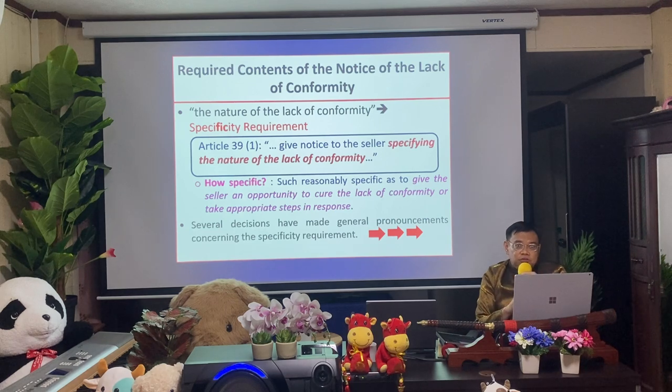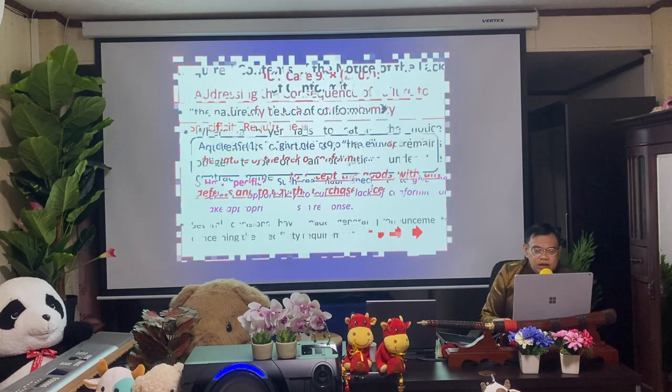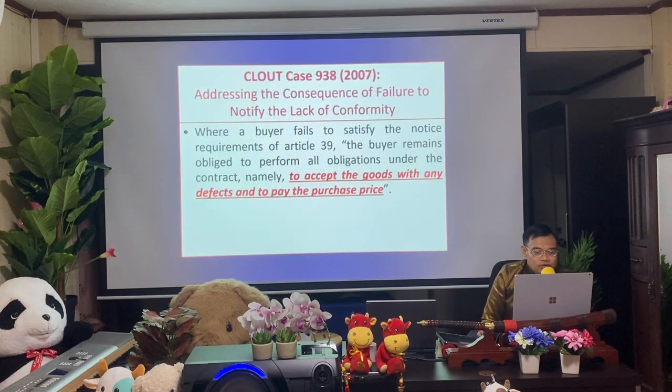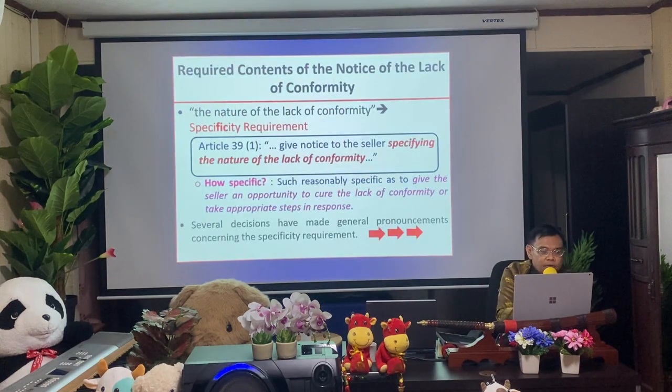One thing you need to note in relation to the duty of the buyer to give notice of the lack of conformity to the seller is that the notice required by Article 39 of the CISG is not just plain notice or simple notice. It must specify the nature of the lack of conformity. So, the requirement of specificity is very important.